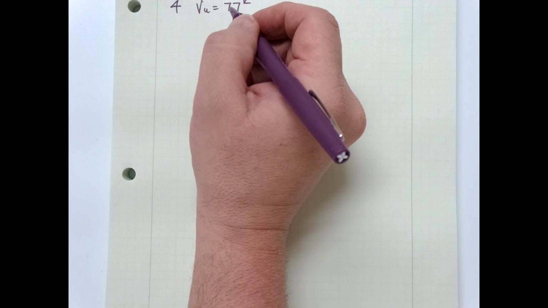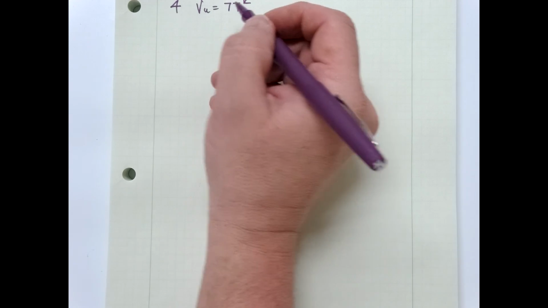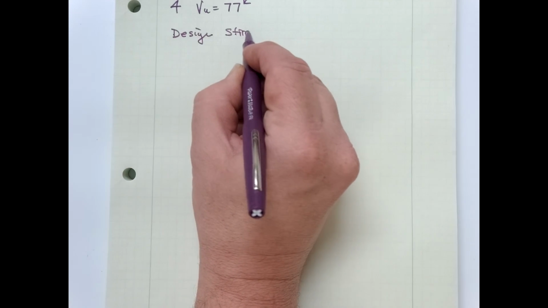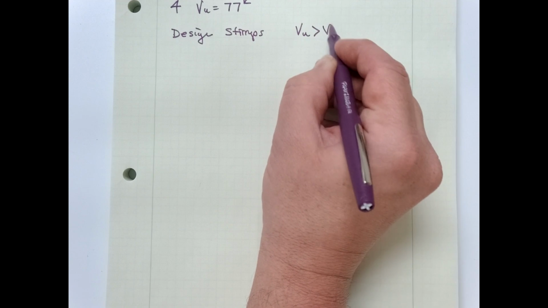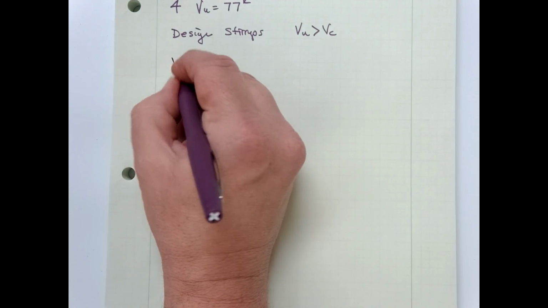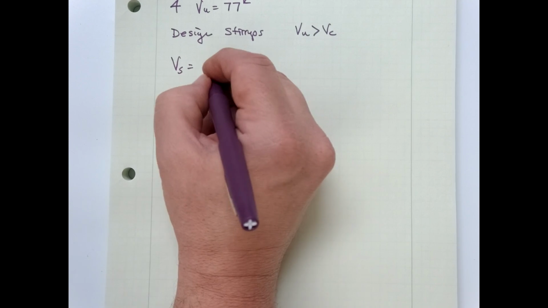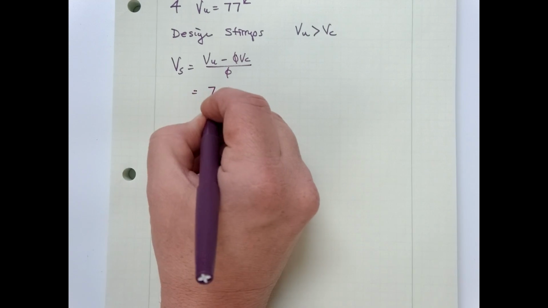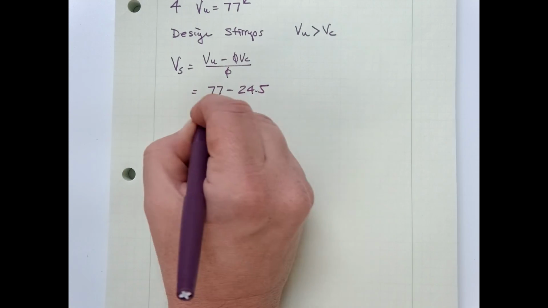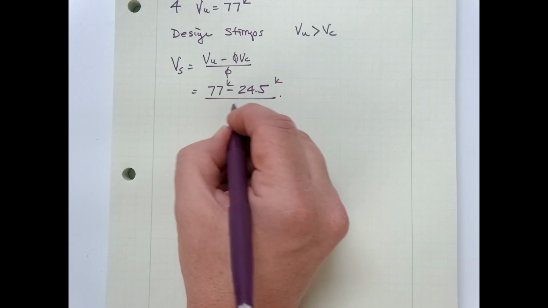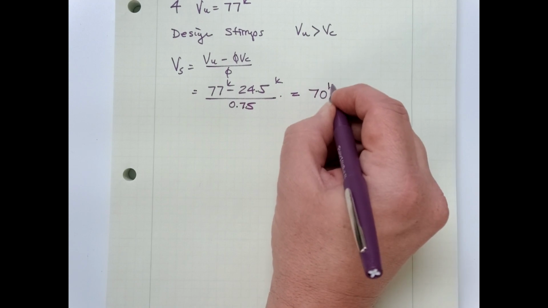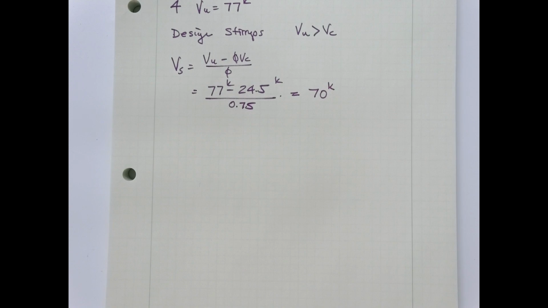Well, we're going to have to design stirrups, right, because we're still in region 3. V sub U is greater than V sub C, so we need to put some steel in, and the shear capacity we require of our steel is V sub U minus phi V sub C divided by phi, which is 77 minus 24.5, both of these in kips, divided by 0.75, and that gives us a shear force that we need to pick up in our steel of 70 kips. Not an inconsequential load.